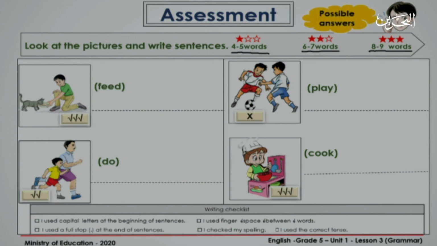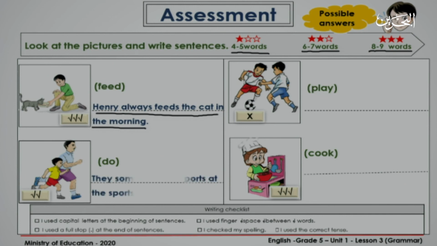Now let's check our answers. The first one you can write, Henry always feeds the cat in the morning. We added S to the verb feeds because we have one person, Henry. Number two, they sometimes do sports at the sports center. We didn't add anything to the verb here because we have they.